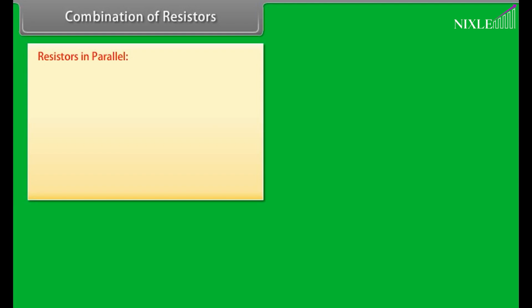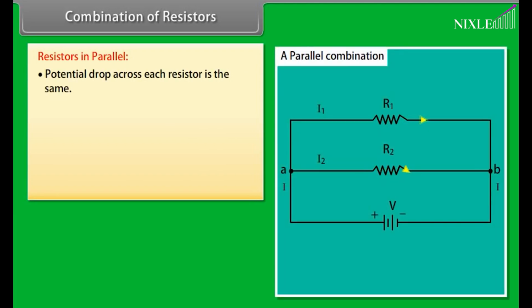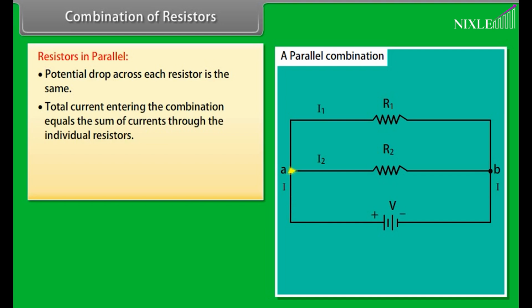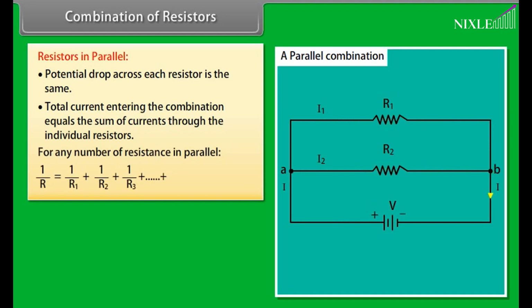Resistors in parallel. Potential drop across each resistor is the same. Total current entering the combination equals the sum of currents through the individual resistors. For any number of resistances in parallel, 1 upon R is equal to 1 upon R1 plus 1 upon R2 plus 1 upon R3 and so on.